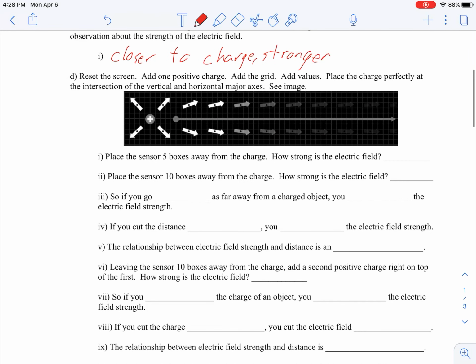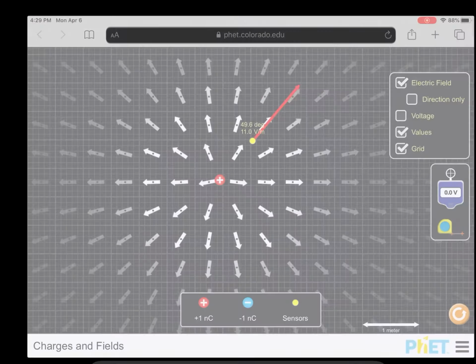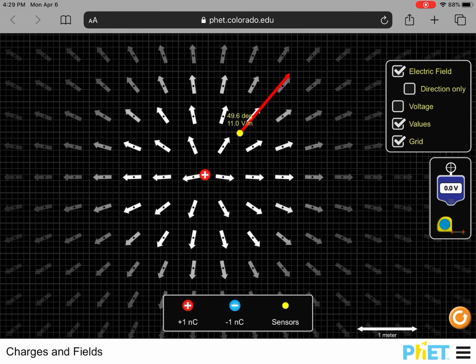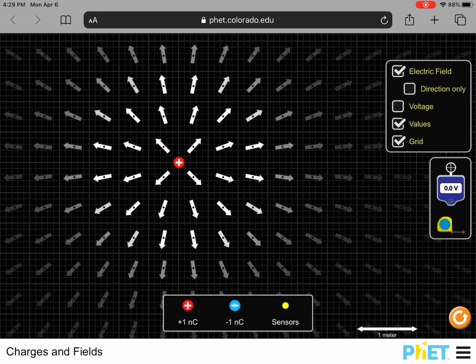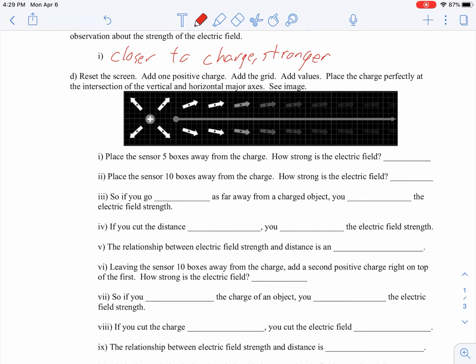Now again, it says reset the screen, add one positive charge, add the grid, add values, place the charge perfectly at the intersection of the vertical and horizontal major axes. See the image. Okay, so here's what I want you to do. We're going to clear the screen. Actually, well, I don't really need to clear it. I take this positive and put it as best I can right at one of those intersections. As best as I can. Okay. Something like that. And it says, place the sensor 5 boxes away from the charge.